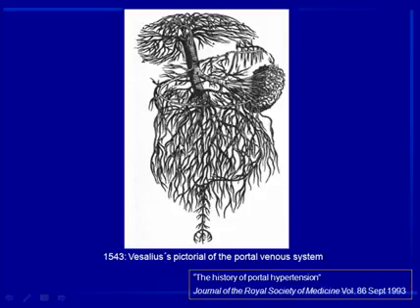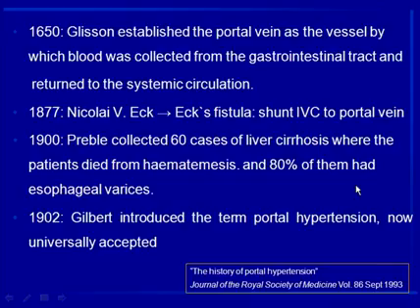Here we can see a pictorial by Vesalius of the portal venous system. Here we can see everything: the liver, the main portal vein, the splenic vein, the spleen, the intestinal branches, and the hemorrhoidal plexus. In 1650, Glisson established the portal vein as the vessel by which blood was collected from the gastrointestinal tract and returned to the systemic circulation.